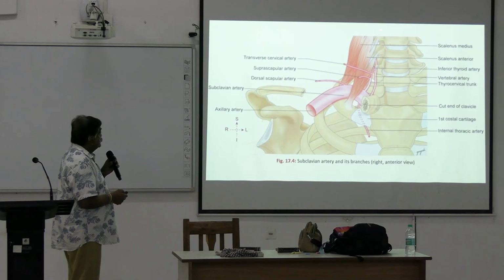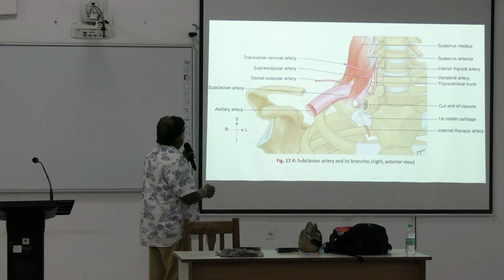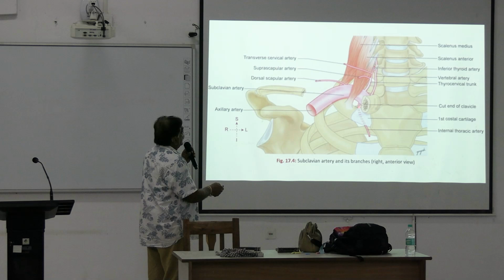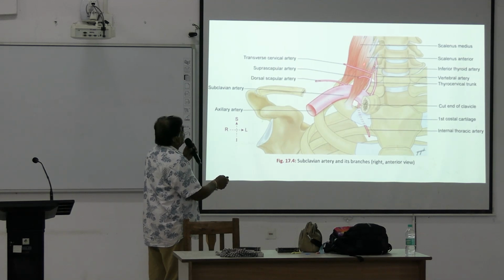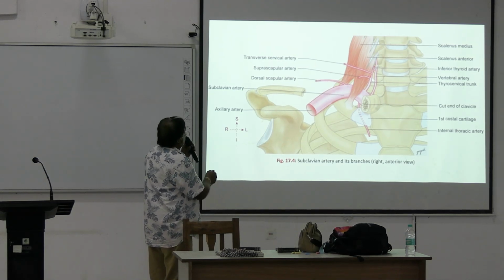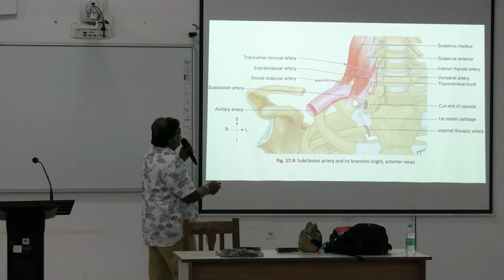Now, see, this is the scapula, this is the glenoid process, this is the acromion process, this is the clavicle. The clavicle is cut open. This is the sternoclavicular joint. This is cut open to show you the relations of the scalenus anterior muscle and scalenus medius muscle and the transverse cervical artery, suprascapular artery, dorsal scapular artery, arising from the aorta, and axillary artery, subclavian artery.